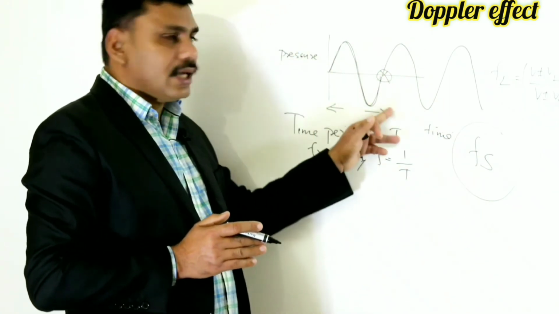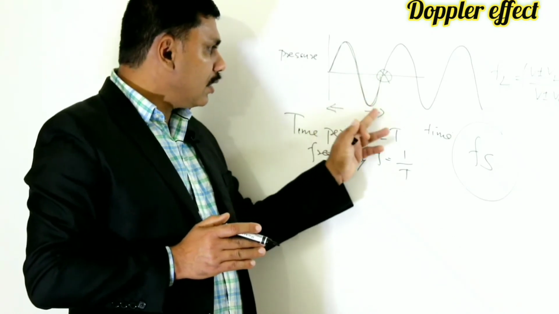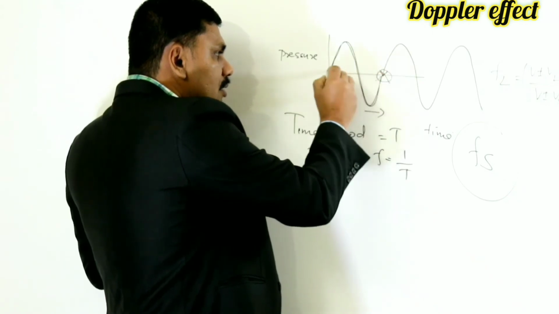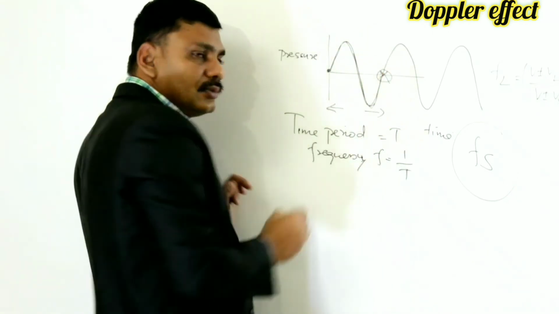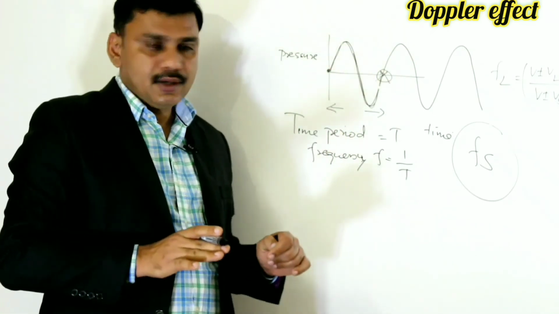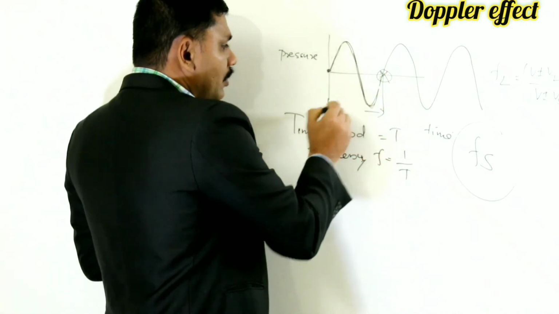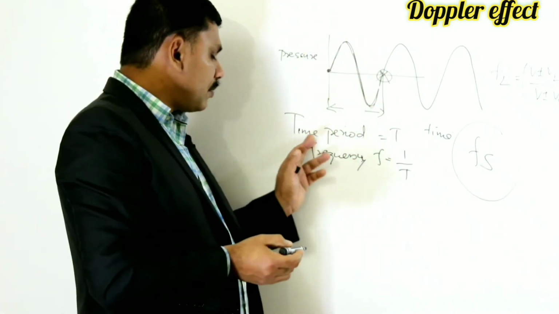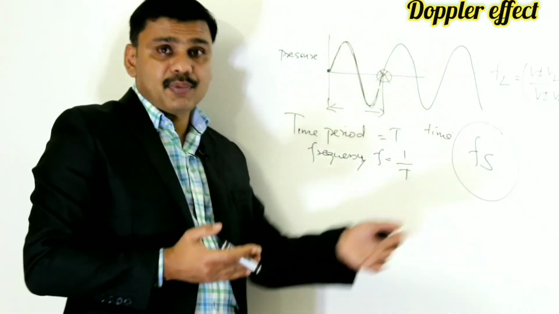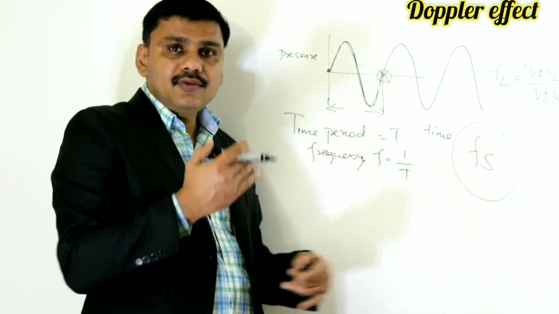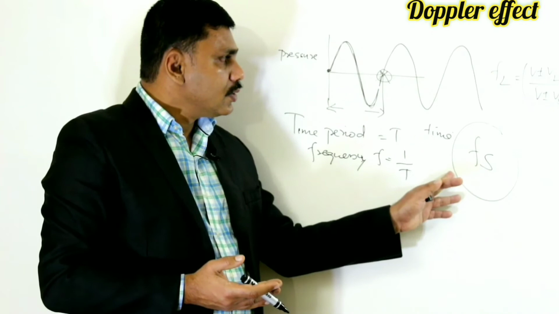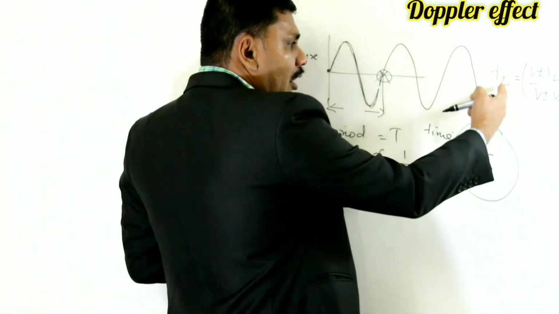So from the pressure-time graph you can calculate the time period. Time period means from here to here, that is the time for one wave. Don't make mistakes when you take the time period. This is the time period. From the time period of this sound, you can calculate the frequency by taking the reciprocal. So you get the frequency produced by the source, that is the actual frequency. From that you can calculate Fl.